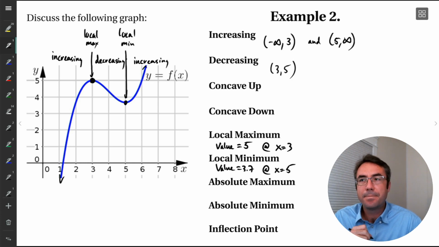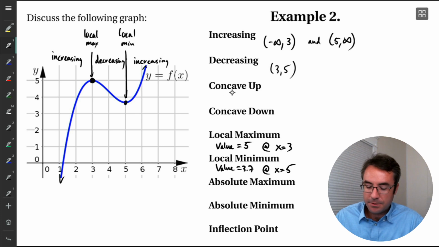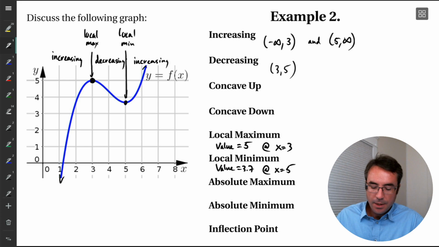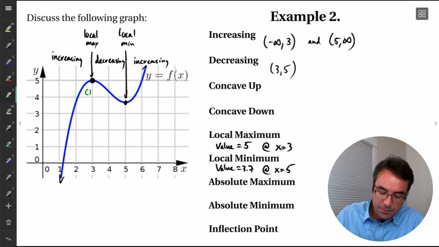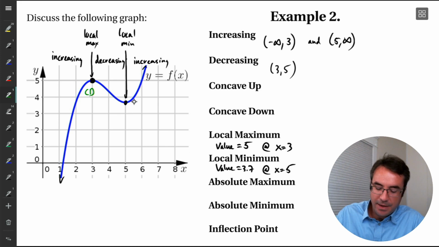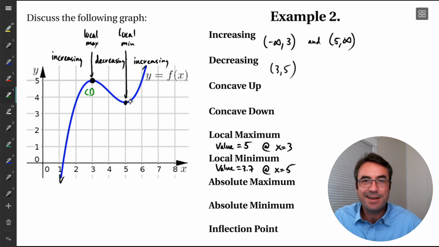Okay. So that gives us a pretty good picture of what our function's doing. But now we can also investigate, what is the shape of our graph? Right in here, it's clear this is concave down. We have that concave down, frowning shape. And then over in here, we have that concave up, cup shape.